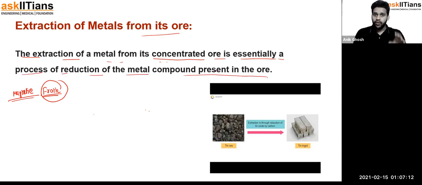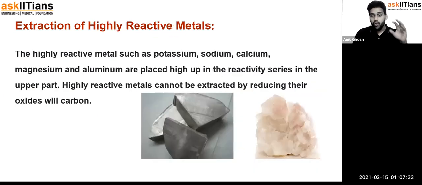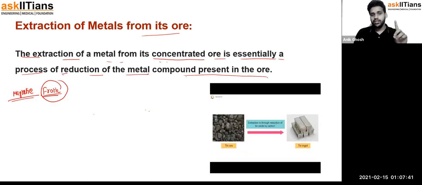Now, extraction of metal from its concentrated ore is essentially a process of reduction of the metal compound present in the ore. So this is nothing but a reduction process. Now we are going to go through the reduction process, how we take out the metals from the ore. As I told you, we are going to categorize them in three ways. One is for the highly reactive metals, okay?